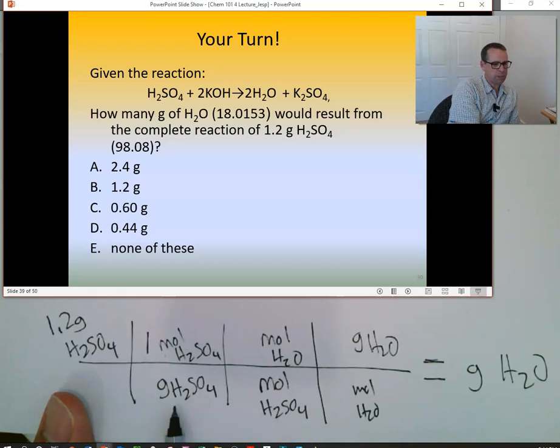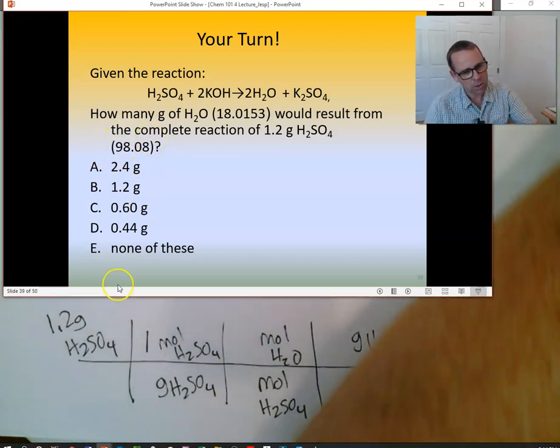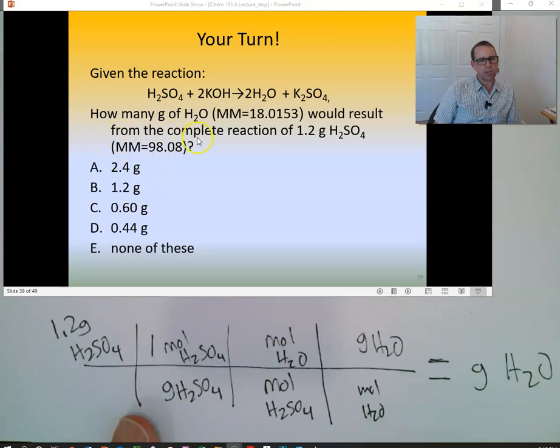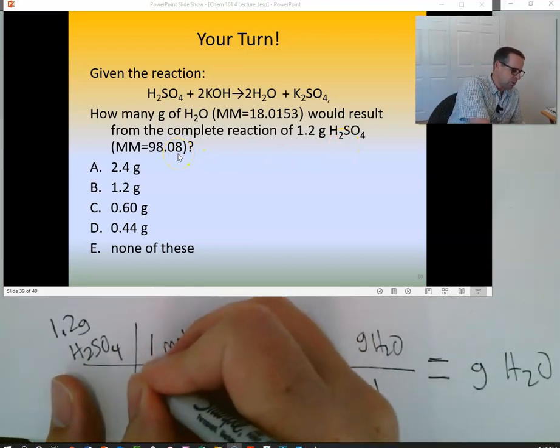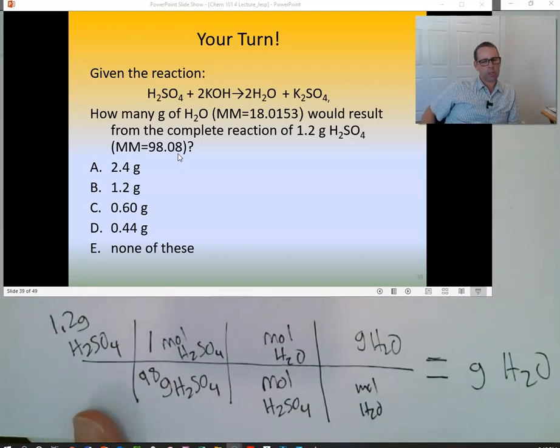How many grams of H2SO4 are there per every mole? On this chart, or on this question, sorry, it has them in parentheses here. See how it's 98.08? Oh yeah. That's telling us the molar mass. So we got the molar mass of H2SO4 being 98. So that's how many grams there are per mole. So I'm going to write in here 98 grams per mole.